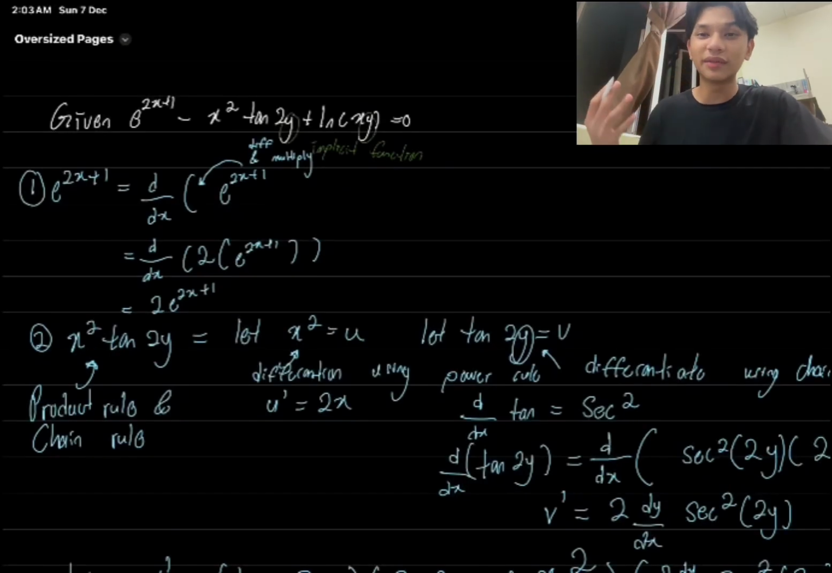So when you use implicit function, we will use it where there's y in the function. For example, here x squared tangent to y, there's y inside the function. So we'll use the implicit function. I'll be dividing this into 3 parts.